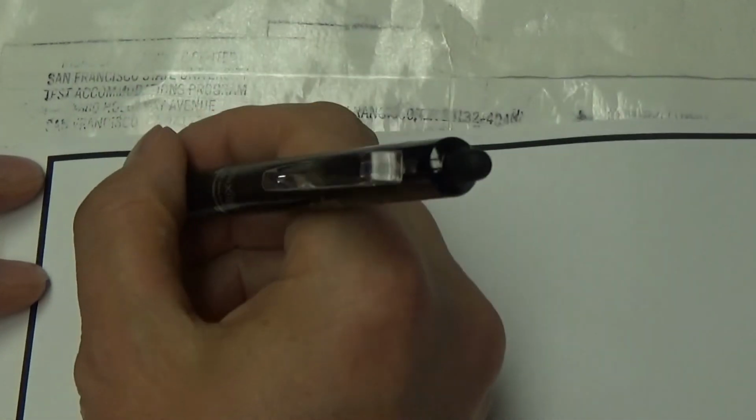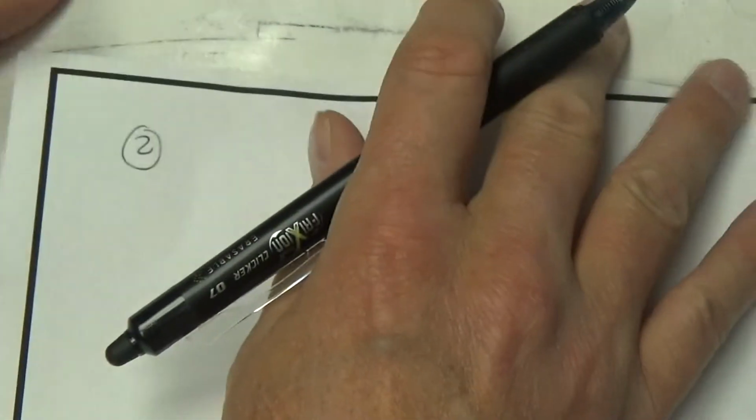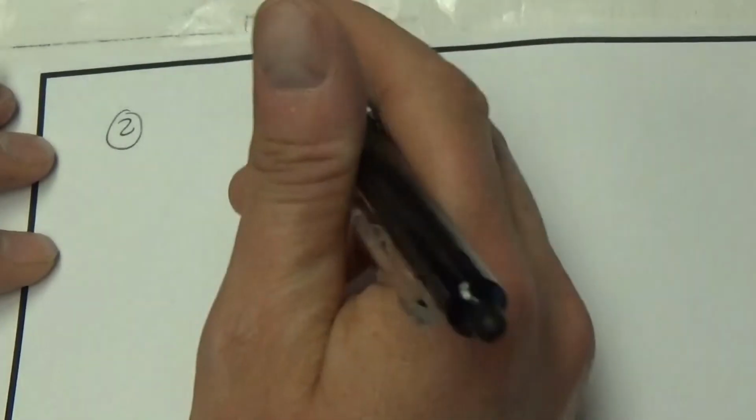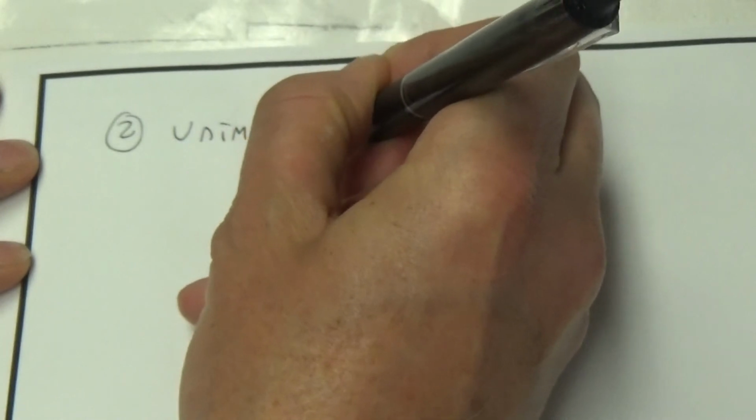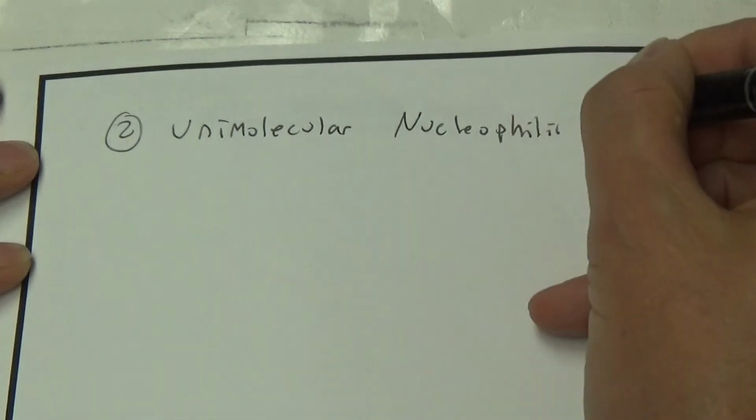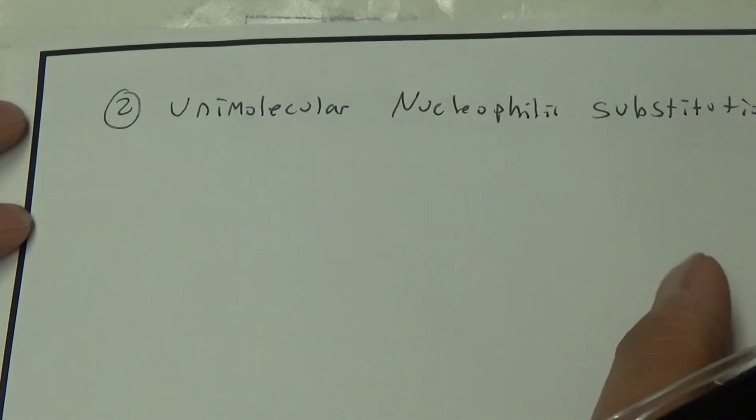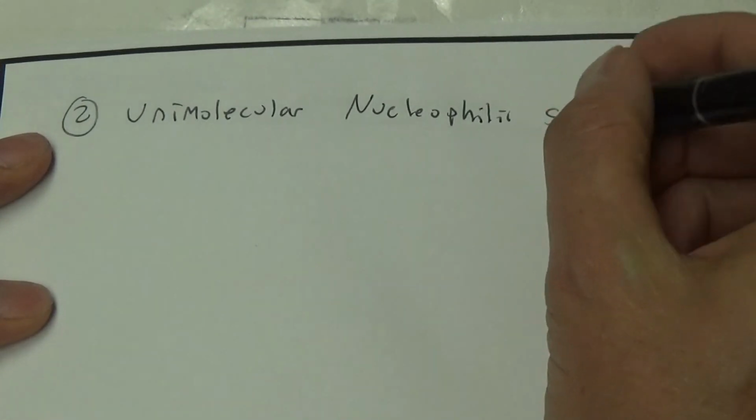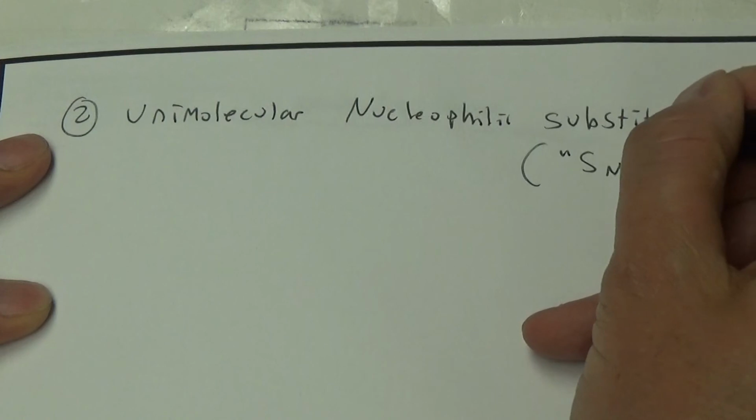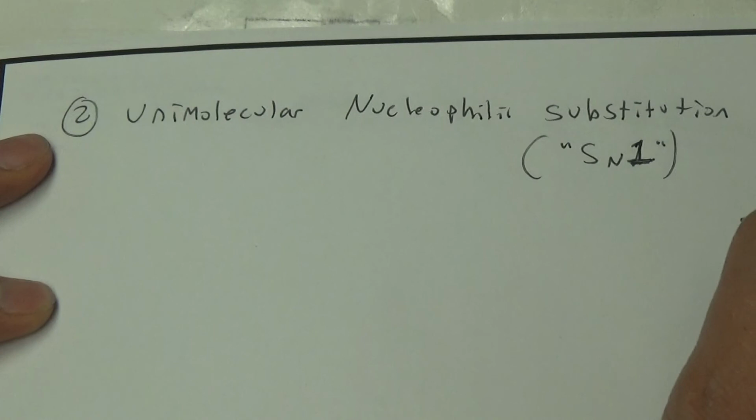So, a little bit more about this solvolysis reaction now. It's going to have a different mechanism, and we're going to give it a different name. I already mentioned that name a couple times now. It's called unimolecular nucleophilic substitution, or SN1. A little different than the SN2 reaction from last chapter.